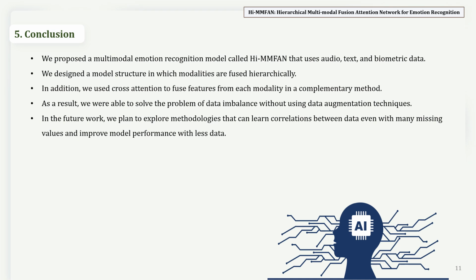In future work, we plan to explore methodologies that can learn correlations between data, even with many missing values, and improve model performance with less data.